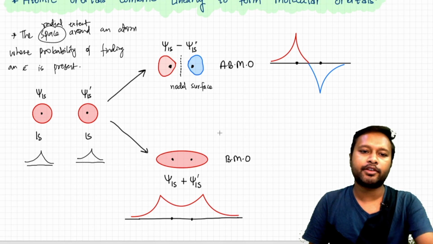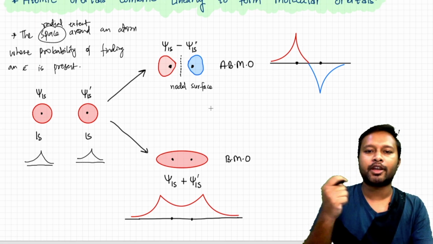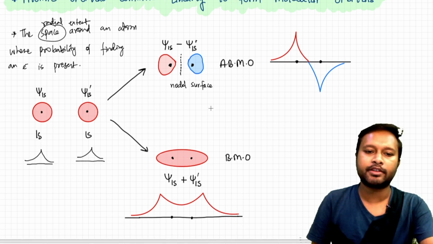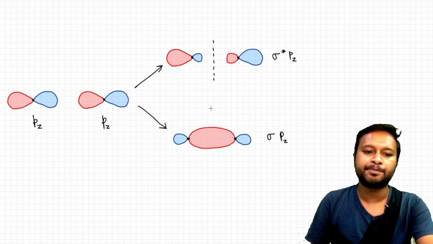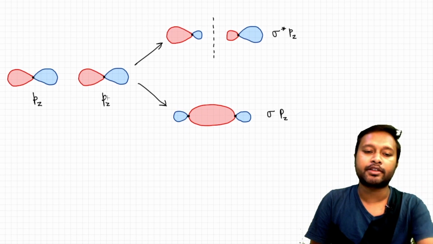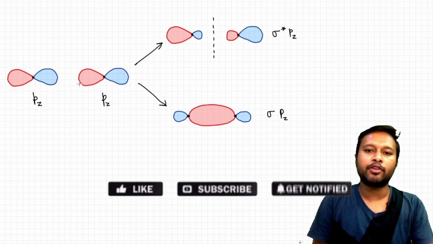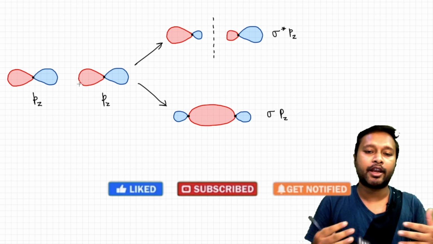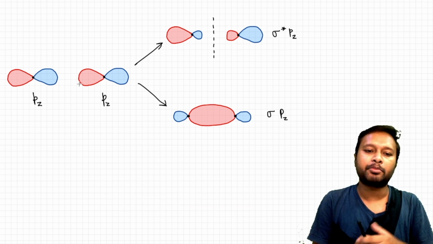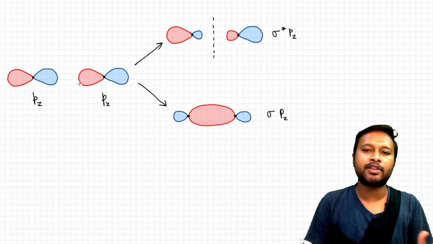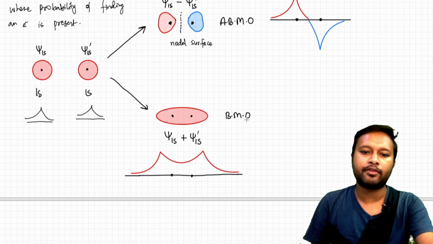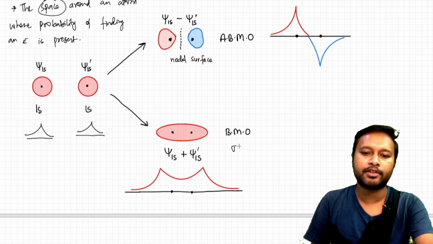Once you have understood this, you can understand the p orbitals forming bonding and anti-bonding orbitals. Let me show you that as well. Let's say the pz orbitals. The pz orbitals form sigma bonding because they do head-on overlapping. So pz orbitals form sigma bonds. You should know that. The bonds formed here will be sigma bonds only, so this is sigma bonding and sigma anti-bonding.